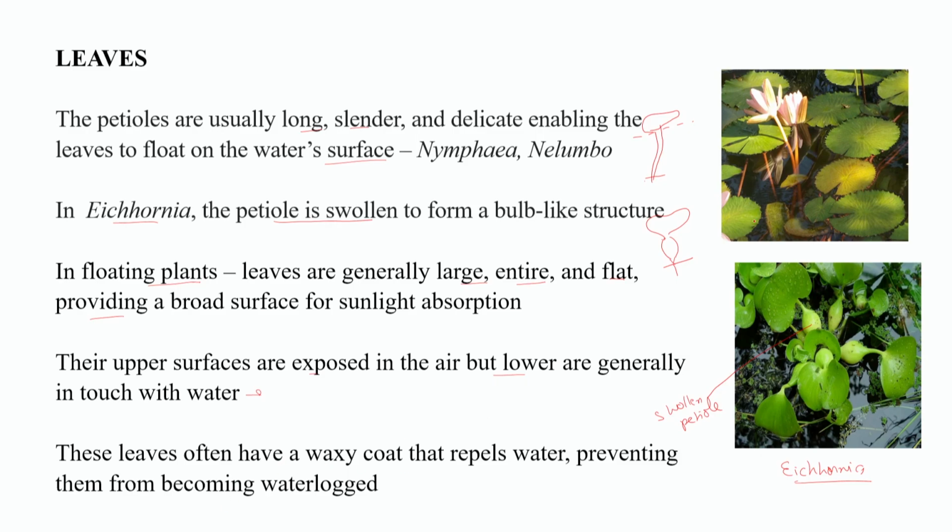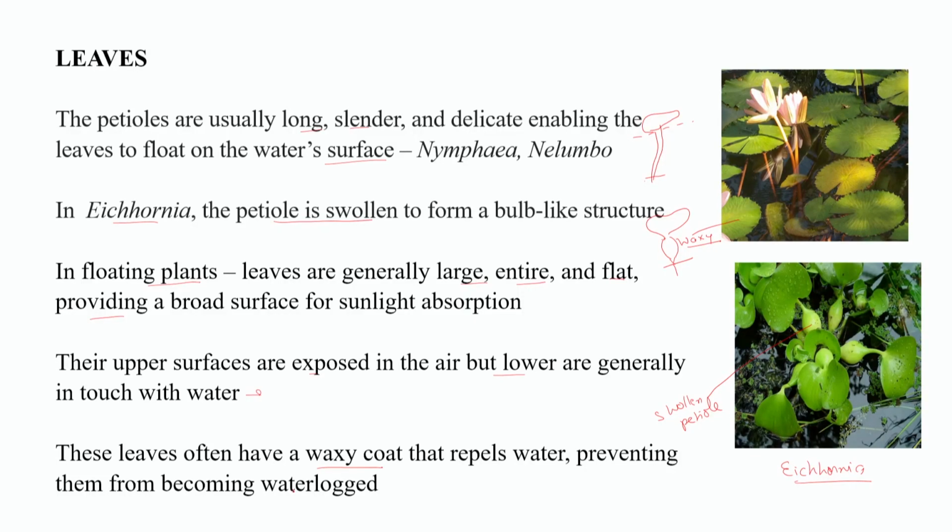Now these leaves will have a waxy coating, because they want their upper surface to be dry. The stomata will be present on the upper surface of the leaf, whereas they will not be on the lower surface. They don't require any gas exchange there because it is completely submerged in water. The waxy coating repels water and helps in preventing water logging and clogging of the stomata.